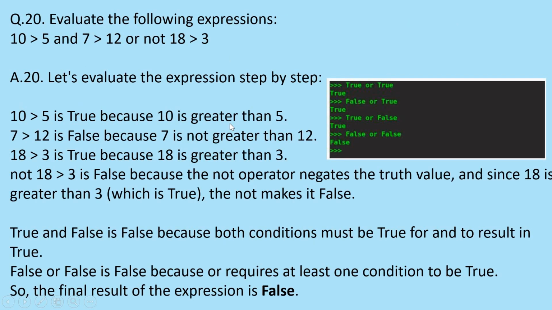Now we come to the last question. Evaluate the following expression: 10 greater than 5 and 7 greater than 12, or not 18 greater than 3. First, I'm going to evaluate this part. 10 greater than 5 is true, because 10 is obviously greater than 5. And 7 greater than 12, no, it is false. For the AND operator, both should be true. So here it becomes false, because this is true and this is false. Now come to this part. 18 greater than 3 is true, but not is negating it, so it becomes false. So false or false becomes false. So finally the answer becomes false.